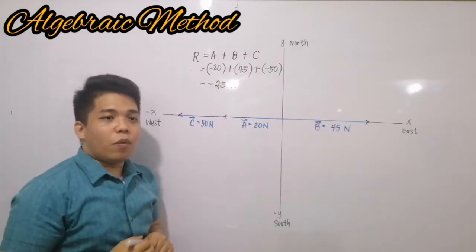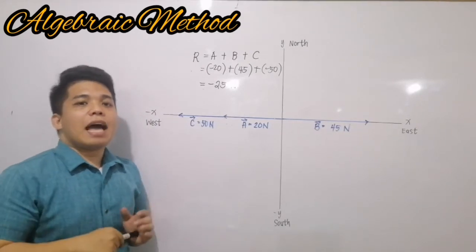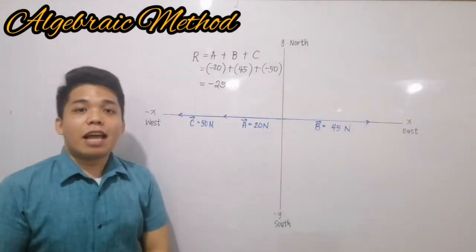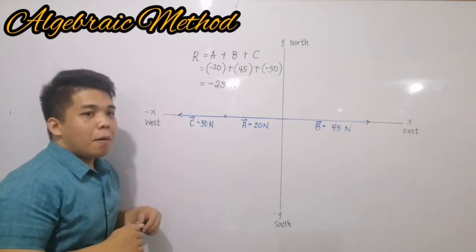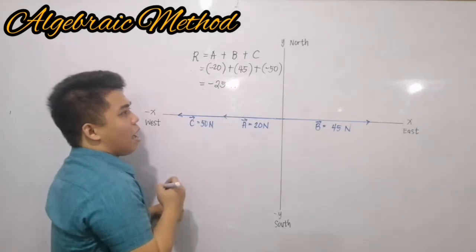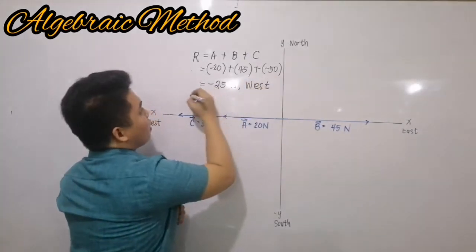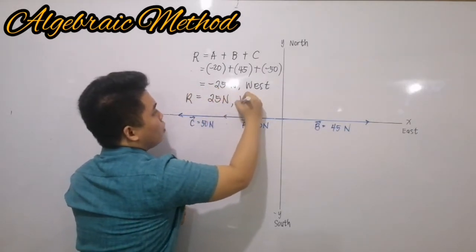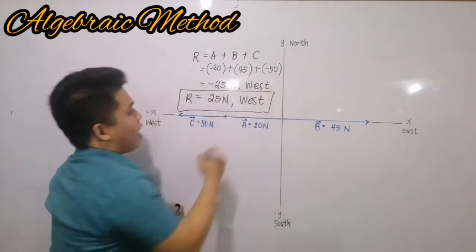Since we are dealing with vectors, which are defined as quantities that have magnitude and direction, we must get the direction. Since our magnitude is negative, the direction of this resultant vector will be due west. So the final resultant vector will be 25 Newton due west. Therefore, this is our final answer.